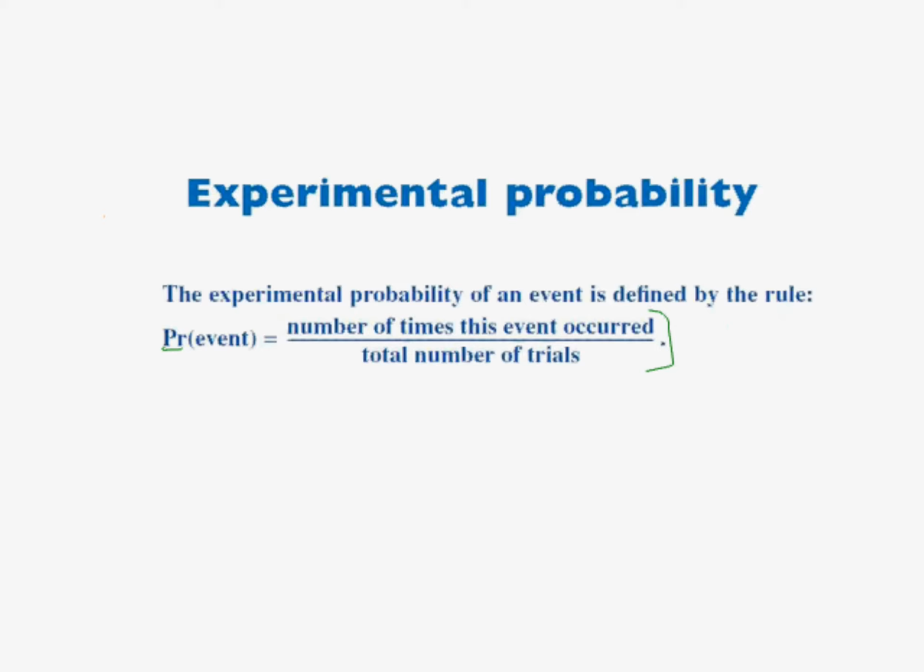So say if you were to flip a coin 10 times, that would be the number of trials. If heads was your event that you're after, and it happened 5 times, it would be 5 over 10.